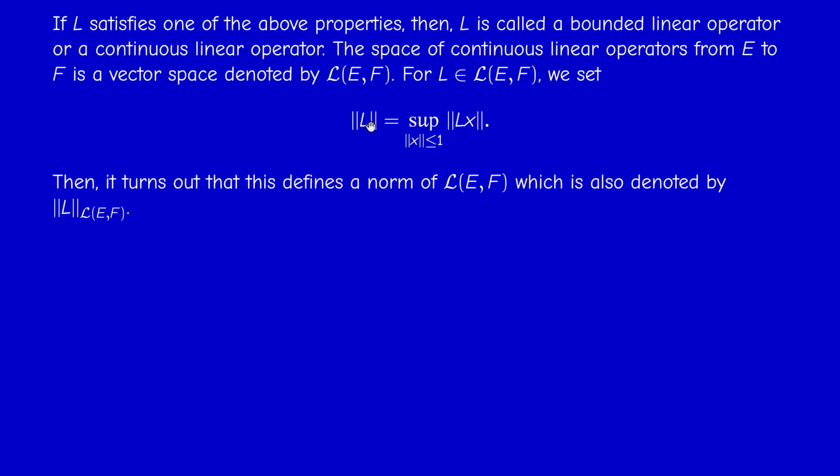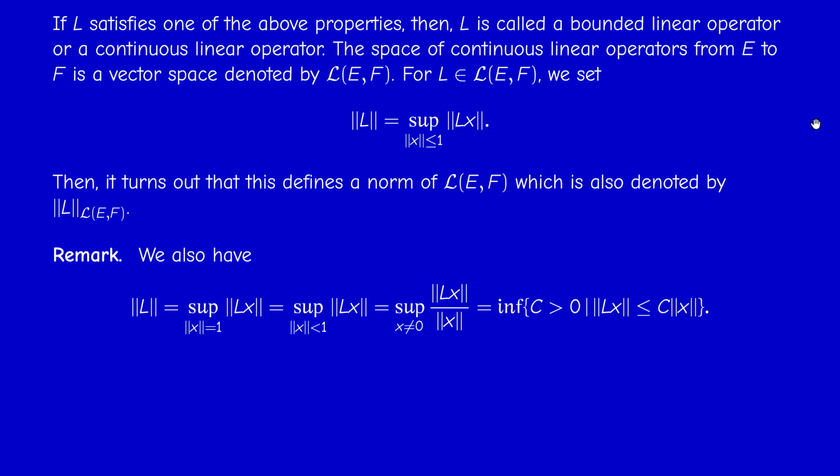To distinguish between this norm and this norm, because this is the norm in F and this is the norm in the space L(E,F), we can put a subscript. But it should be clear from the context what we are talking about. And you can actually prove several other characterizations of the norm.